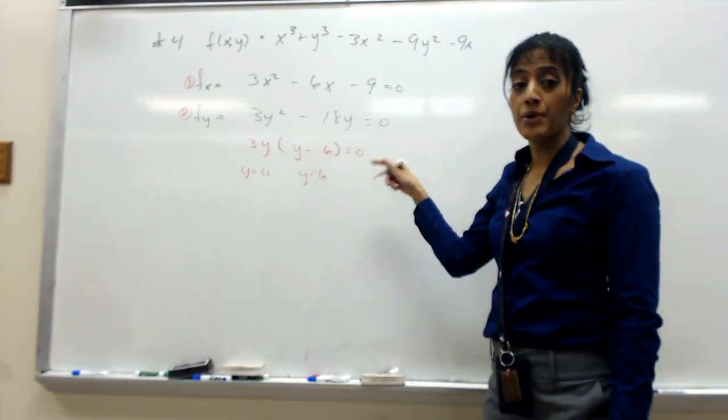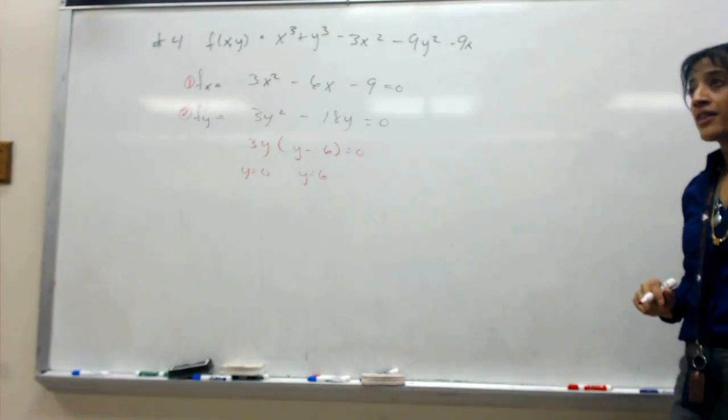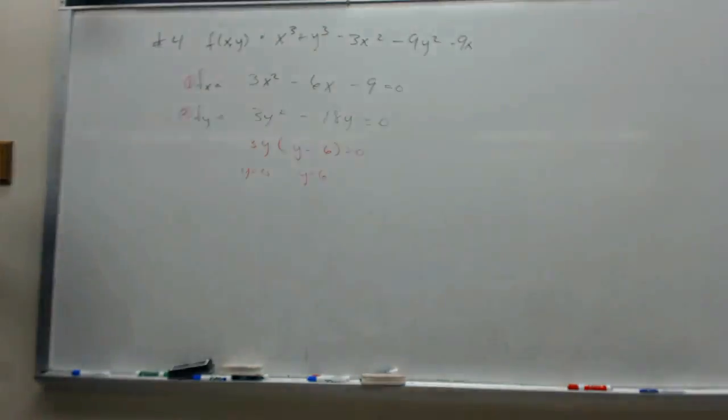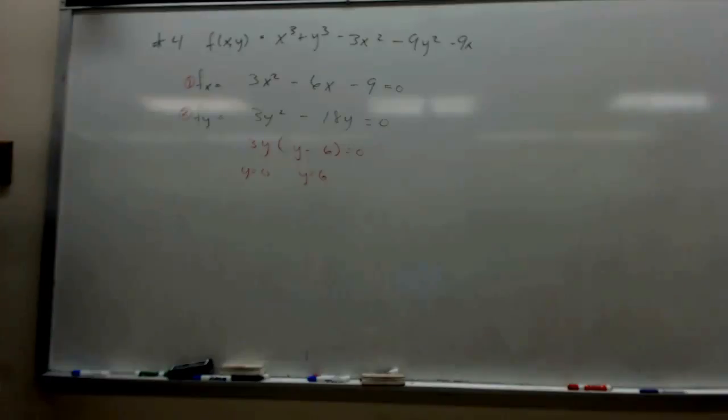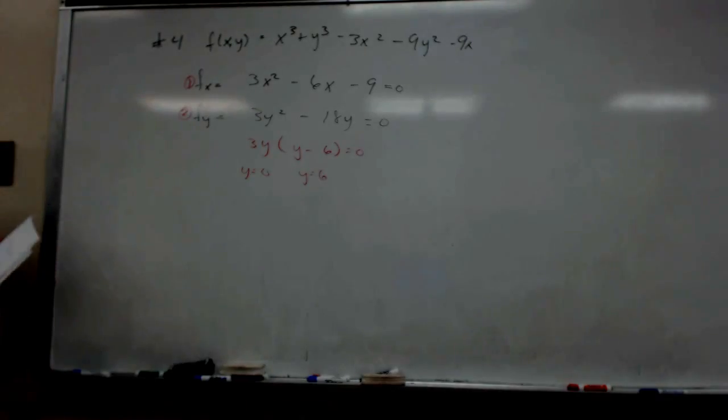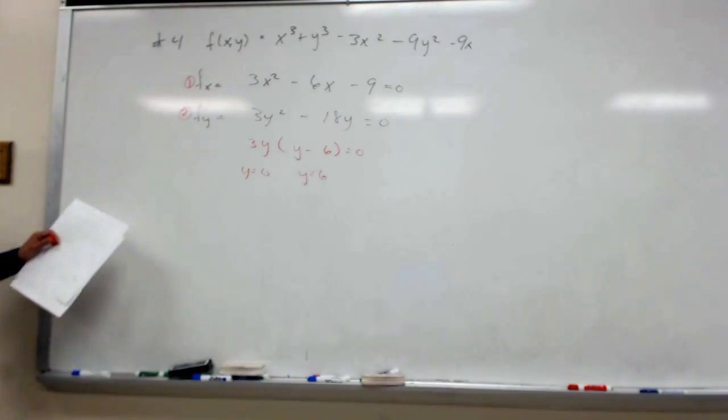When someone's creating a problem like this, especially for a test, they're thinking, if I put a 0 in there, it's going to make it easier for them. But in some ways, if you miss that, it's going to make it difficult for you to find some of these things. All right, so we have y equals 0, y equals 6.